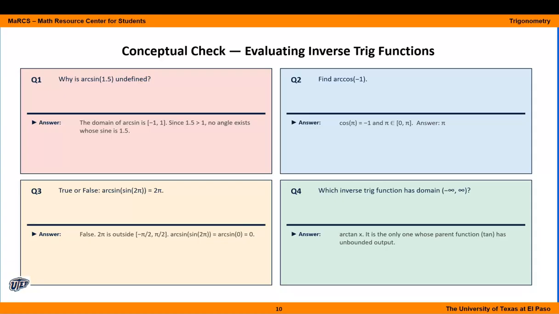Let's test our understanding. What is the arc sine of 1.5? Why is the arc sine of 1.5 undefined? Well, because it's outside the domain. What is arc cosine of negative 1? Well, that's pi. Now here's an important one. Arc sine of 2 pi is not 2 pi because 2 pi is outside the allowed range. So we evaluate sine of 2 pi first, which is 0, and then arc sine of 0, which gives us 0. This is where students often make mistakes, so be careful.